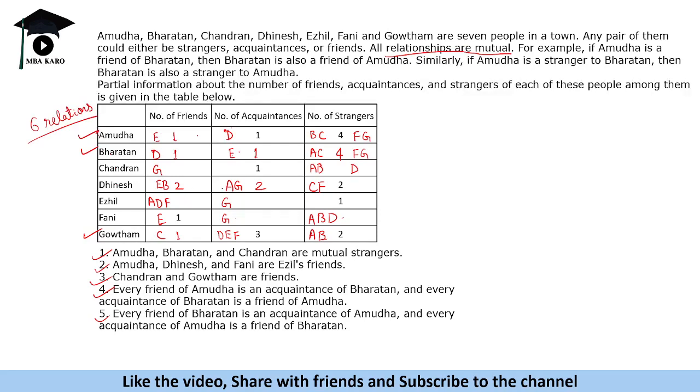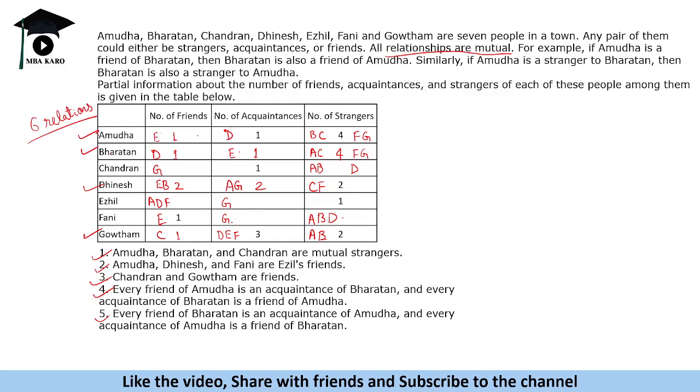Let's see, Dinesh is done. Let us see if we have put Dinesh elsewhere also. Dinesh in B and E: Dinesh is a friend. A and G: Dinesh is an acquaintance for A, and for G he is a stranger. And C and F, he is a stranger. Okay, so that is done.